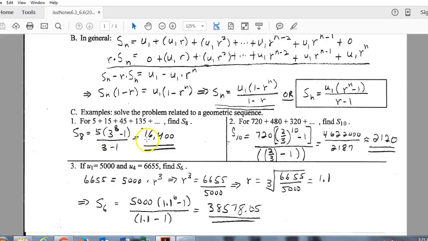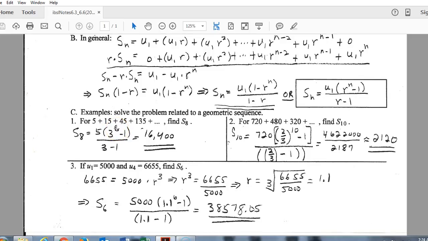So a few basic examples here. If we just plug into the formula, you can see that the first term is 5, so that goes in for u of 1. We got a common ratio of 3, so that goes here and here. If I'm looking for the sum of the first 8 terms of the sequence, then we stick an 8 in there for n, and the rest is calculator.